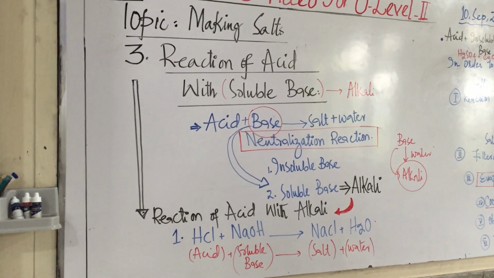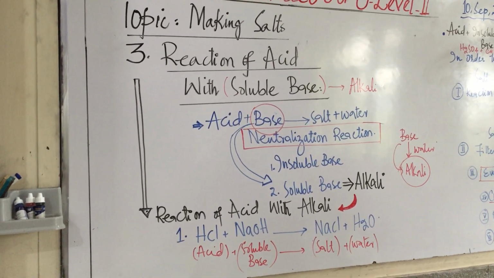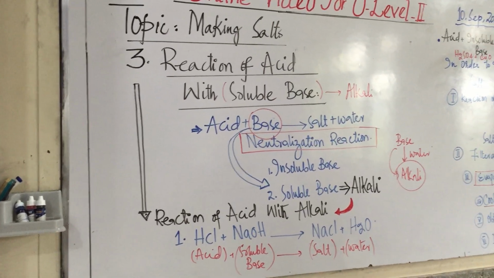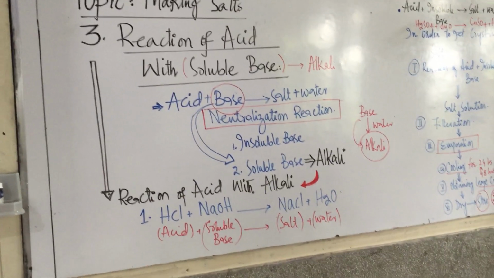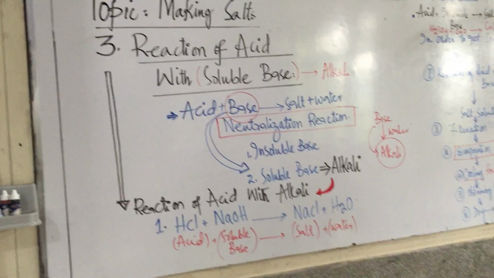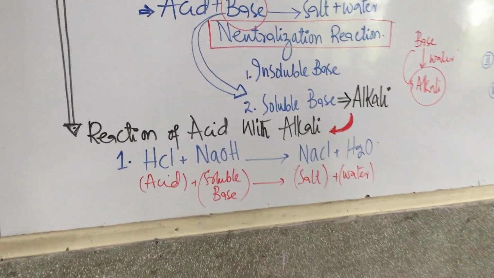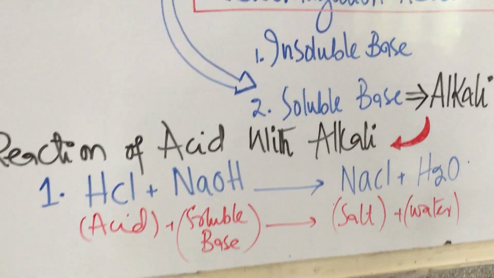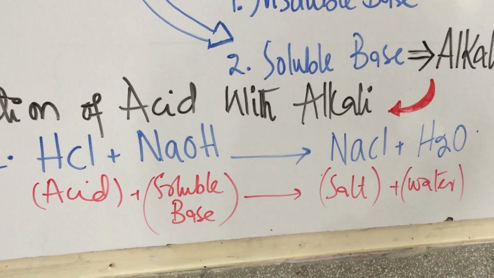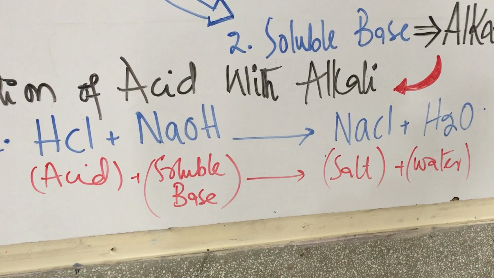It's also just the same as what we were discussing in type 2, the reaction of an acid with a base, but in this case we are using a base that is a soluble one. Any soluble base is also known as an alkali. So here we have a very easy example. Here we are using HCl, and that is reacting with NaOH.